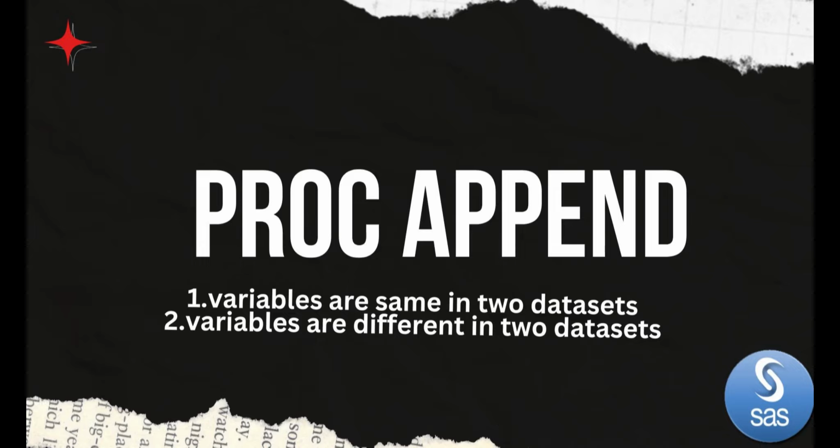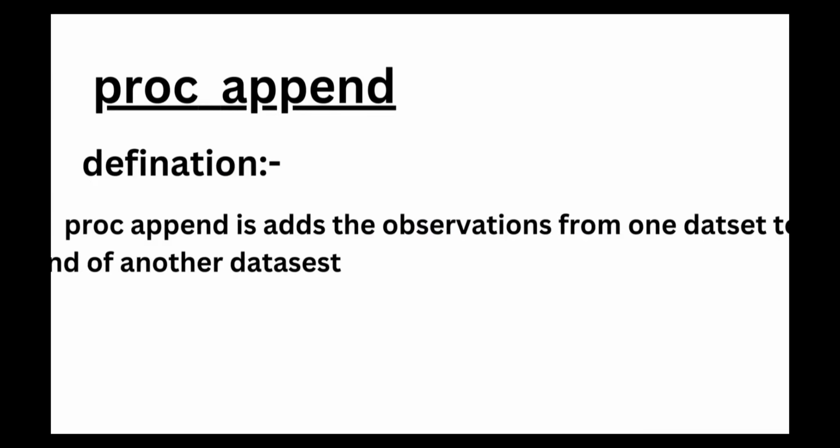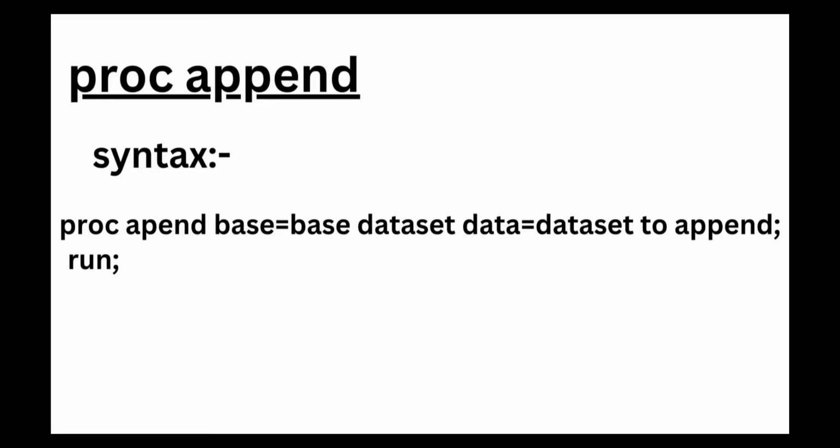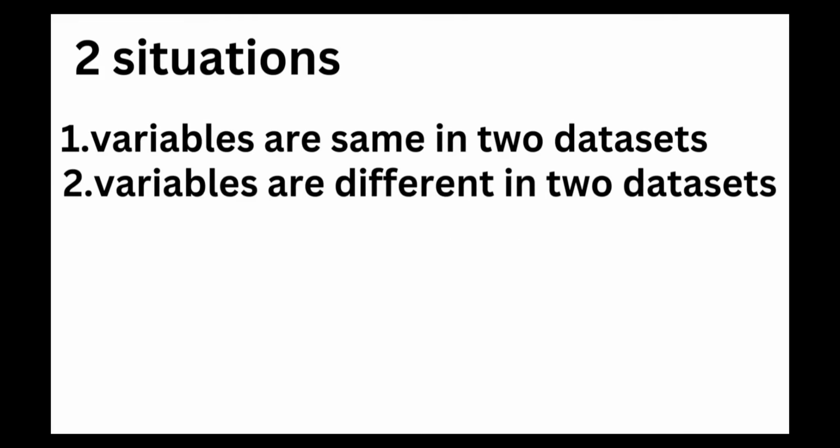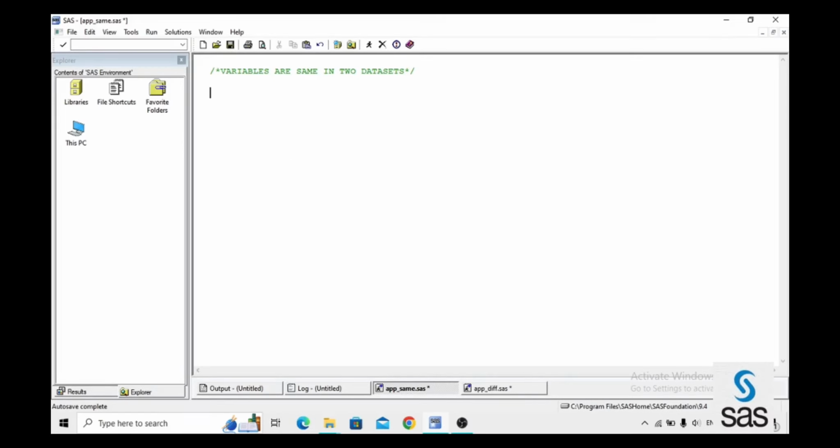11th one, Proc Append. The definition is Proc Append adds the observations from one data set to the end of another data set. Syntax is Proc Append base equals to base data set, data equals to dataset to append, semicolon and run. There are two situations while appending datasets to one another. The first one is variables are same in two datasets, and the second one is variables are different in two datasets. Now first we go with the first condition.